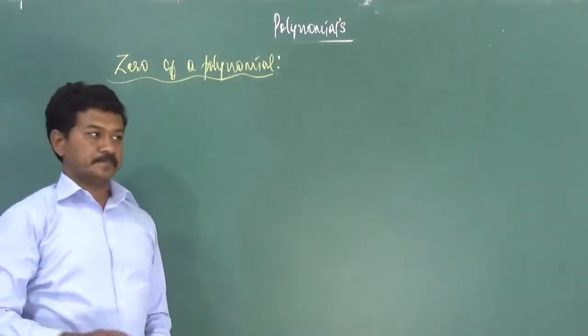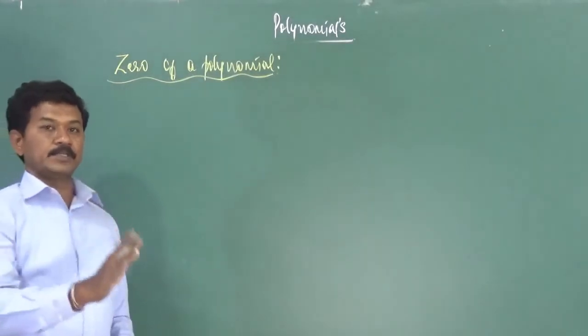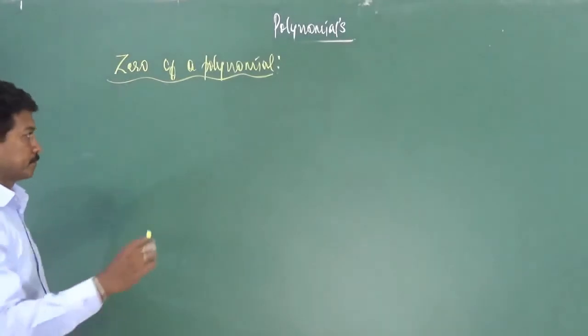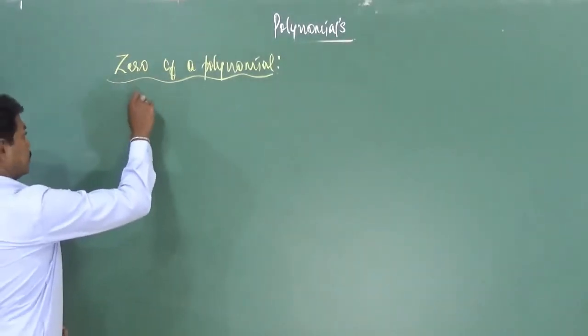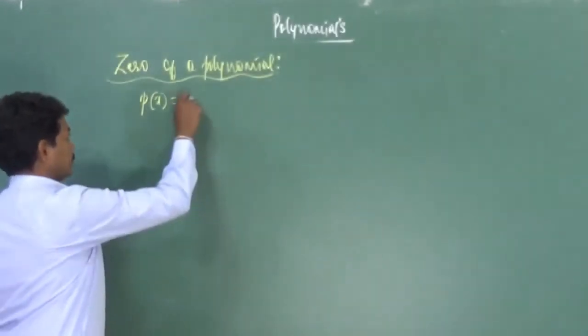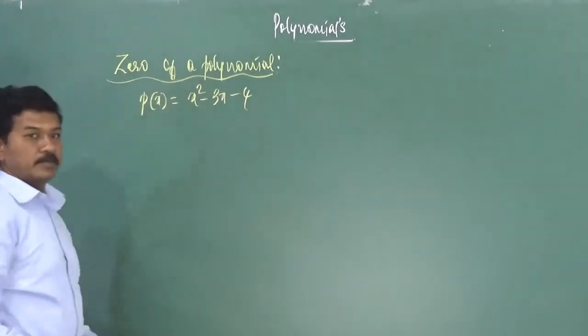Very important. Don't forget this. This plays a very important role for the geometrical meaning of p of x. Now observe this. Let us take a polynomial here, p of x equals x square minus 3x minus 4.